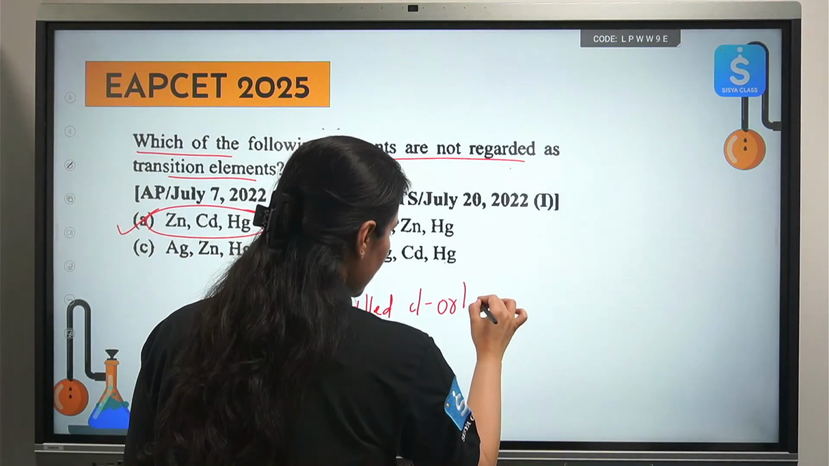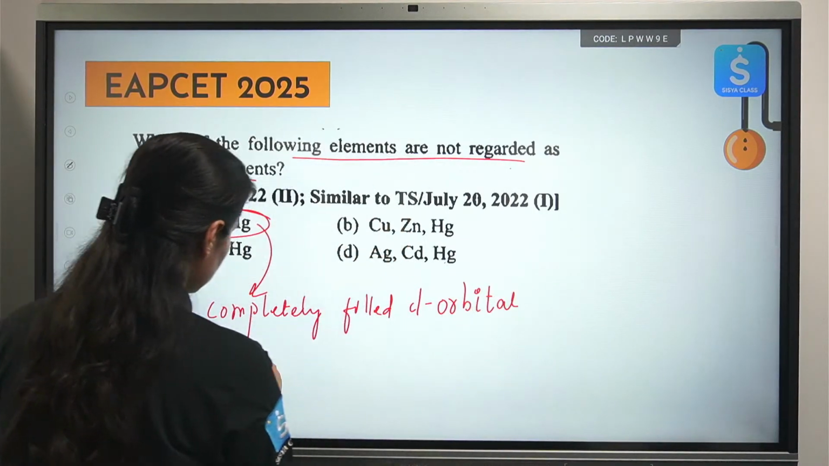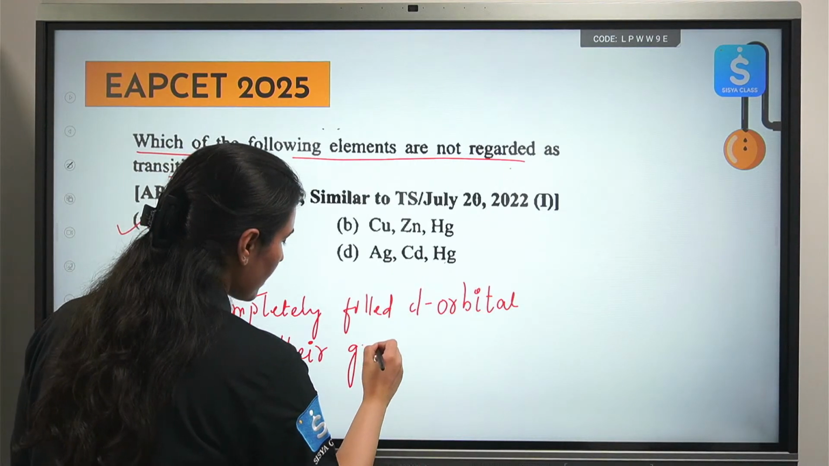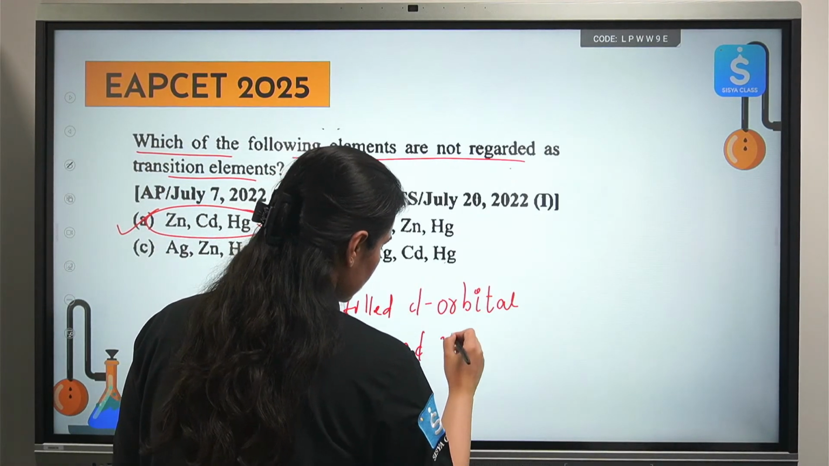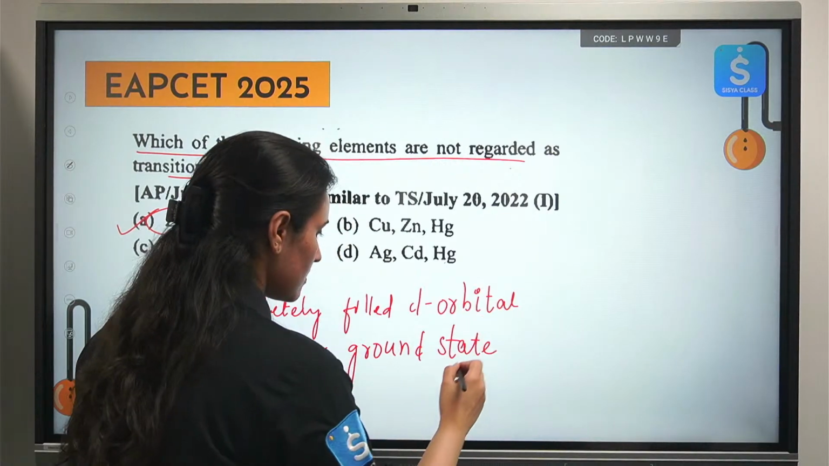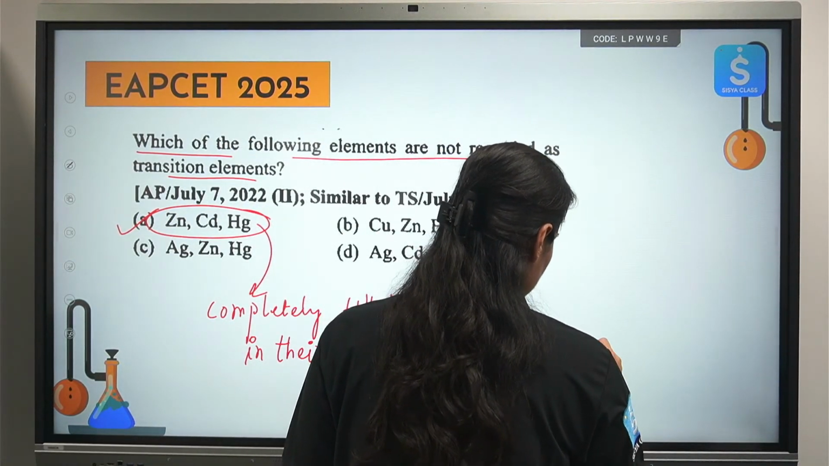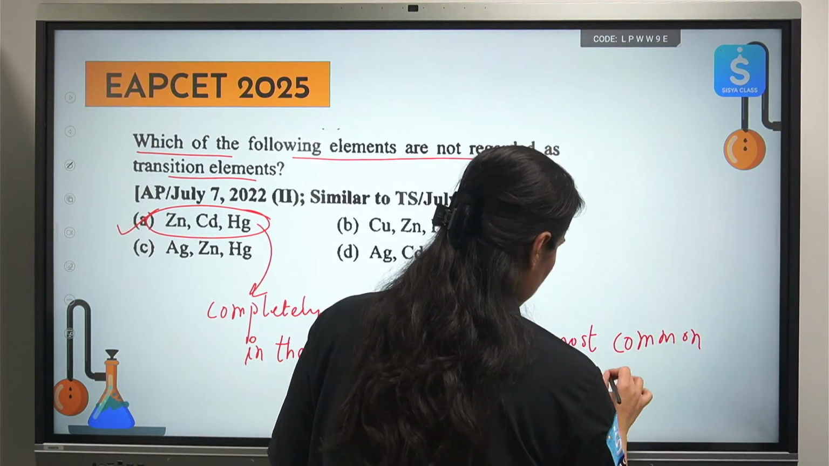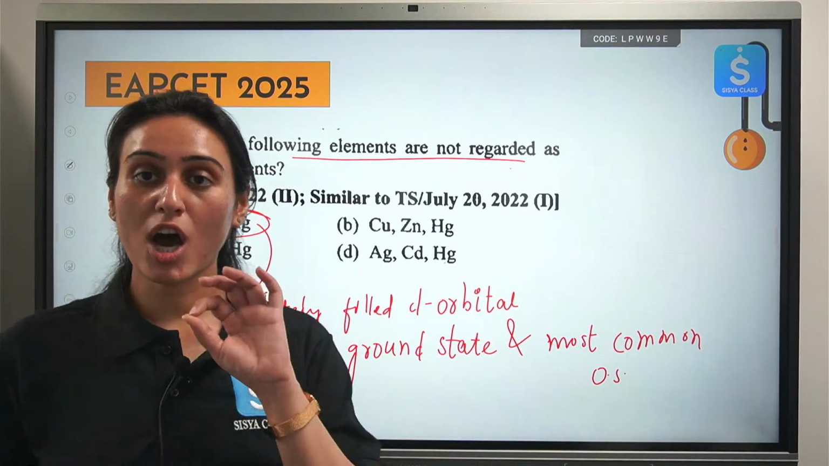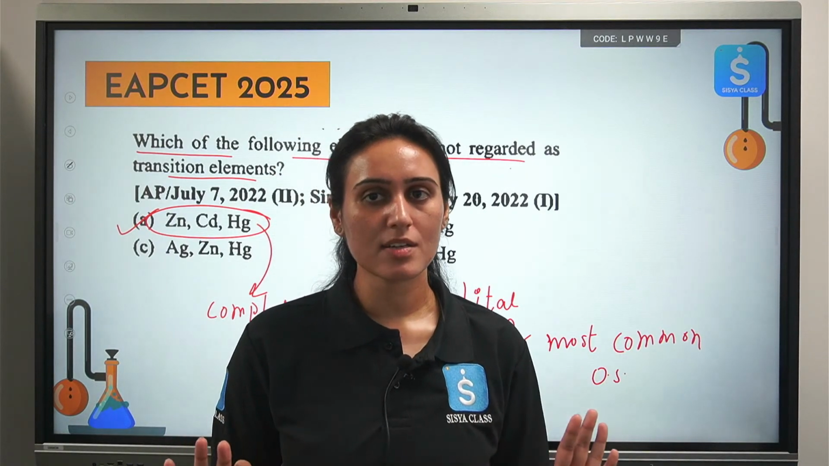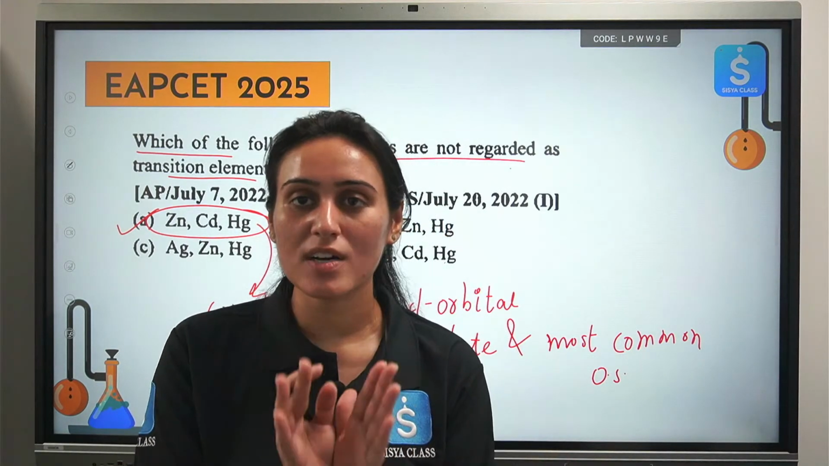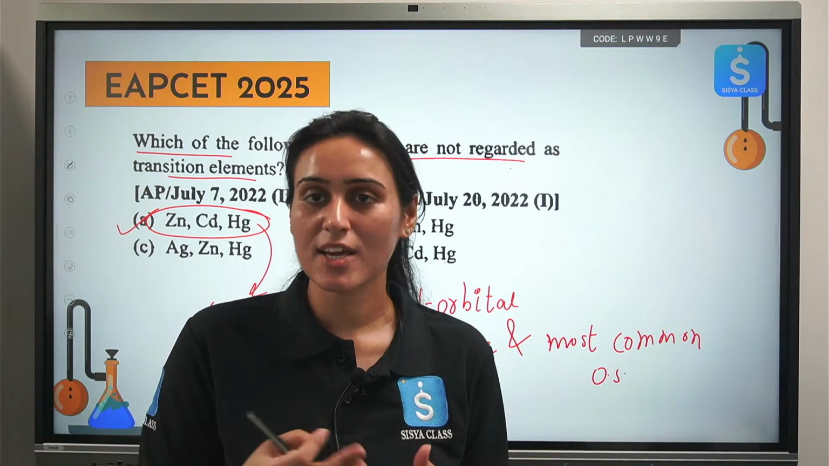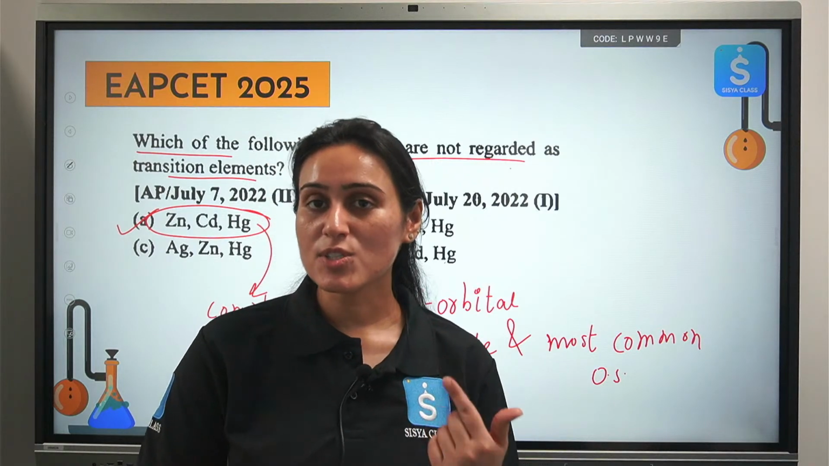In the ground state, and their most common oxidation state. So that is why we call them as non-transition elements. Although they belong to d block, we don't call them as transition elements. These are non-transition elements. In order to call them as transition elements, they must have incompletely filled d orbitals in their ground state or their most common oxidation state.